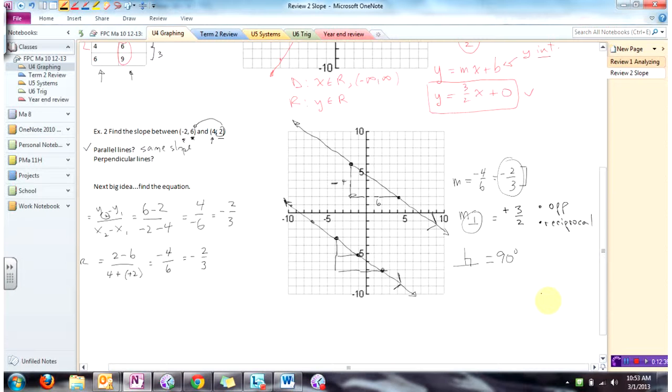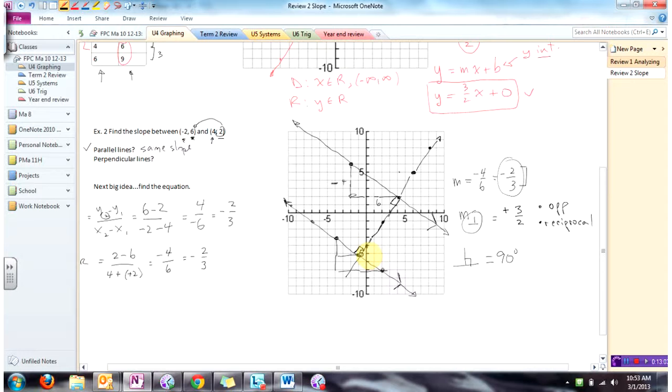Let's see if it works. So from this point, I'm going to go up 3 over 2. Up 3 over 2. I could go down 3 to the left 2. Down 3 to the left 2. And I'm going to draw it. And what do you notice? This line crosses both of these at 90 degrees, perpendicular.